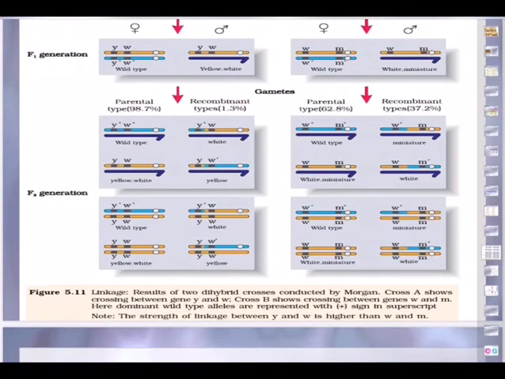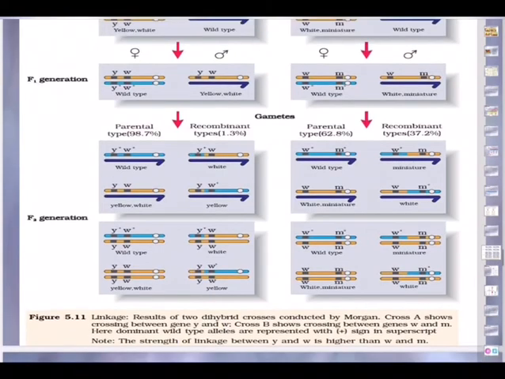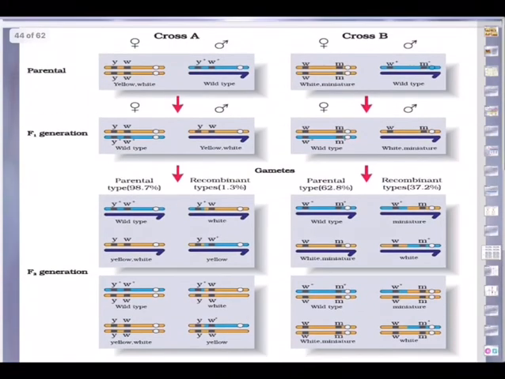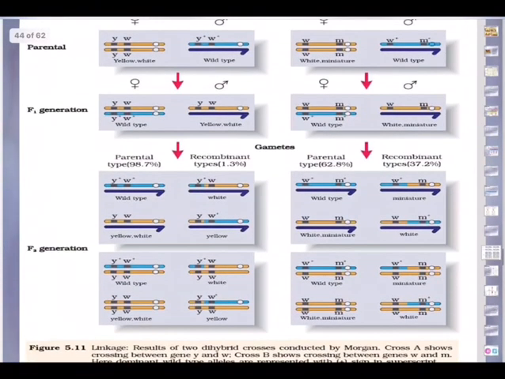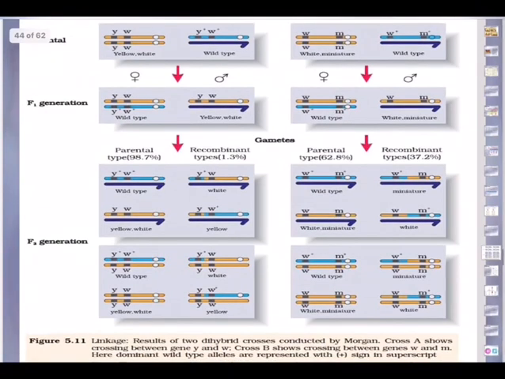So as you are seeing, linkage results of two dihybrid crosses conducted by Morgan. Cross A shows the crossing between gene Y and W. Cross B shows crossing between gene W and M. Here dominant wild type alleles are represented with the plus sign in superscript, as I said just now. The strength of linkage between Y and W is higher than W and M.